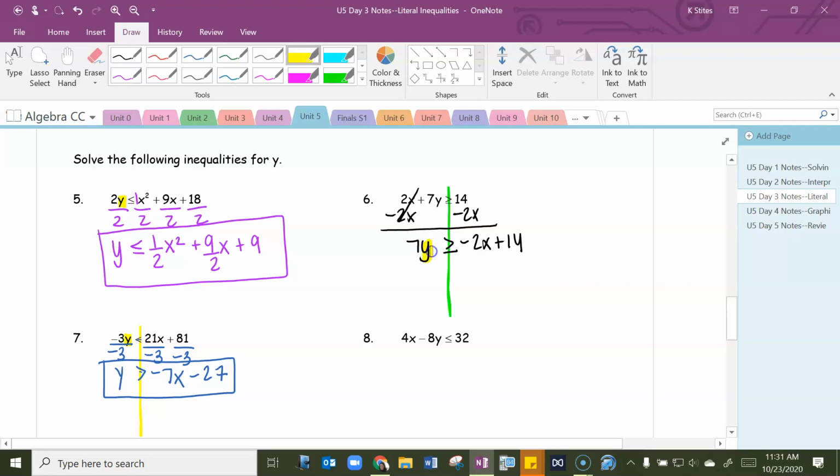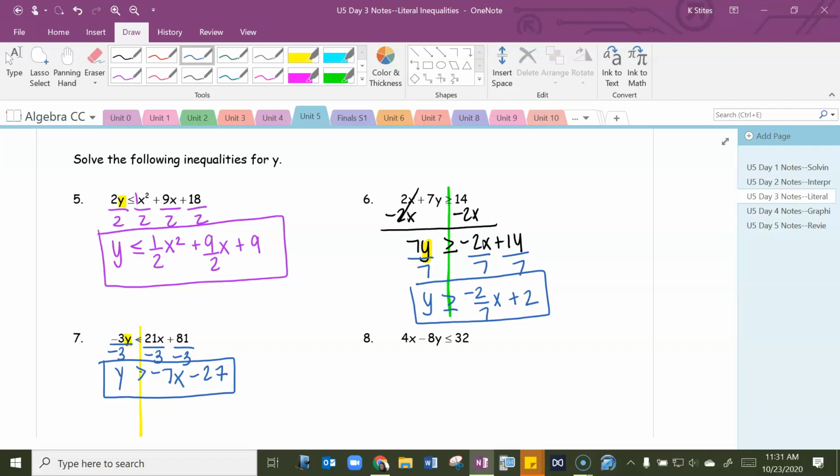Now, to get the y by itself, we'll go ahead and divide everything by 7. It's a positive 7 that we divided by, so our symbol will stay the same. -2/7, that can't reduce, but 14 over 7 is a +2. Okay, and what we're going to learn tomorrow is how to graph that, how this is different with an inequality symbol as opposed to an equal sign.